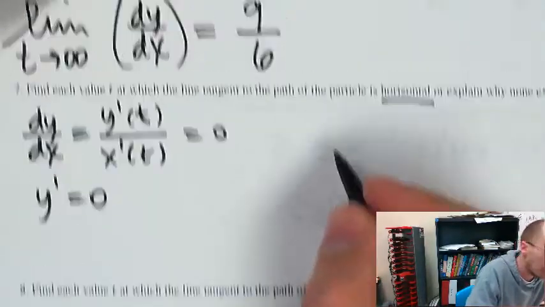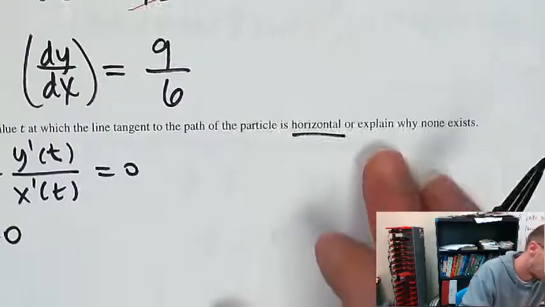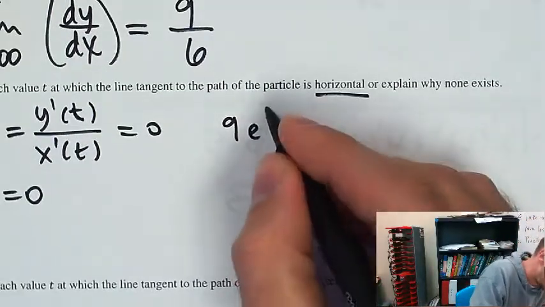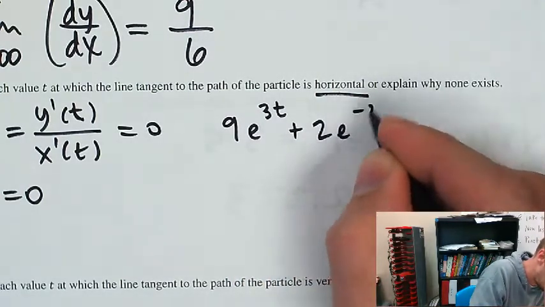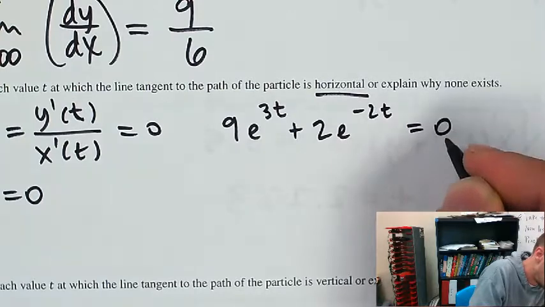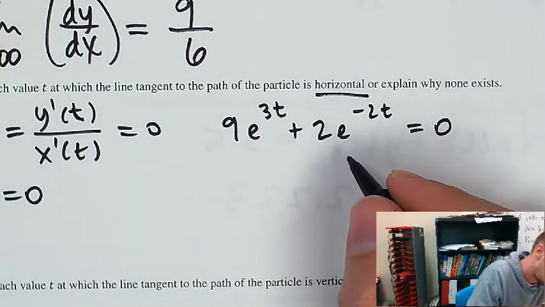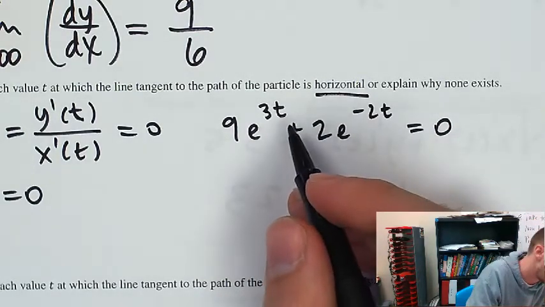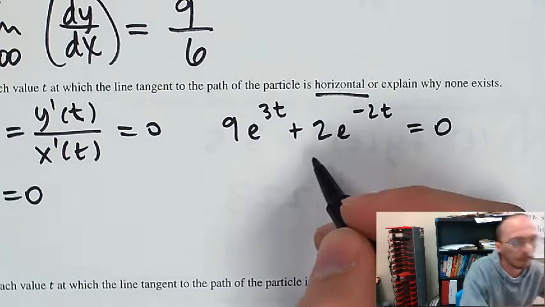Okay. That's telling me I've got y prime all the way up here. This thing needs to be equaling 0. So I'm going to just say, all right, 9e to the 3t plus 2e to the negative 2t needs to equal 0. Okay. Yeah, that's not going to happen. That's just not possible. Let me make sure I didn't make a derivative error. 9 plus 2. Yeah, no.